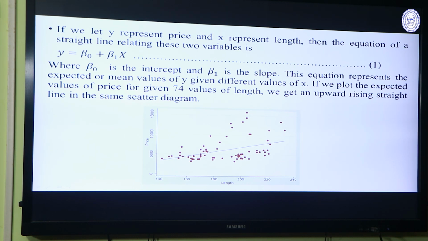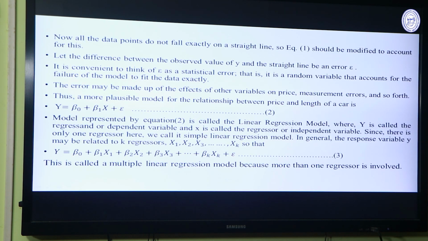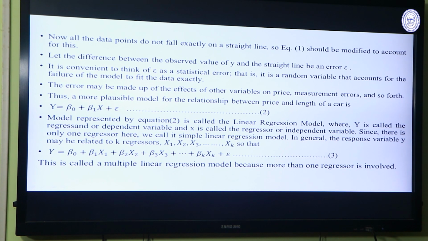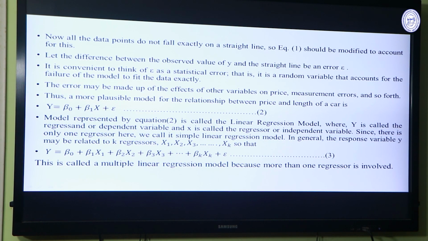Now, in the same scatter diagram, we are getting some red actual points of prices, and the mean values or expected values of the prices that are represented in the blue straight line. Now, obviously, we have seen that all points do not fall on the straight line. So, some points actually are away from the straight line. So, there is some error.